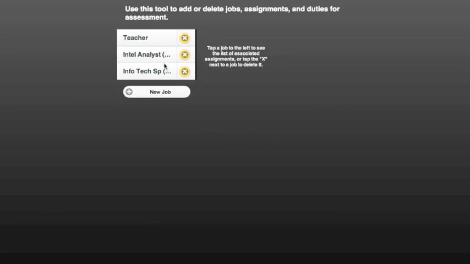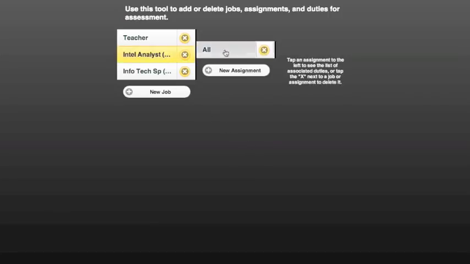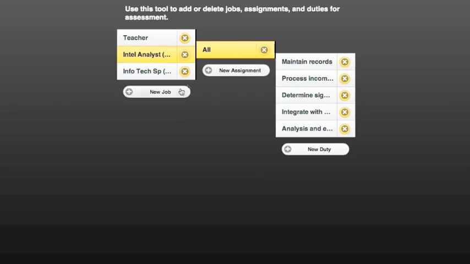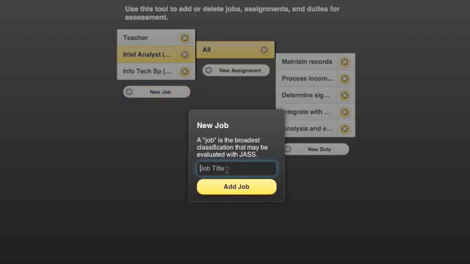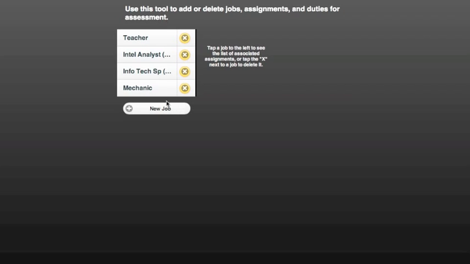Researchers can set up profiles consisting of jobs, assignments, and duties for evaluation. Jobs are the broadest classification, followed by assignments, and then duties, which define specific tasks for job assignments.